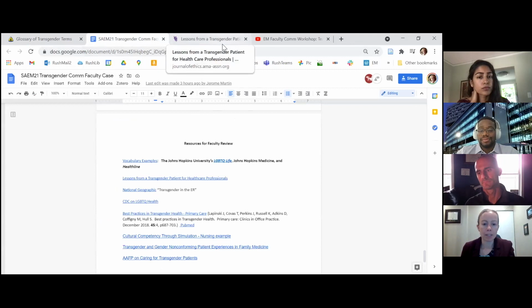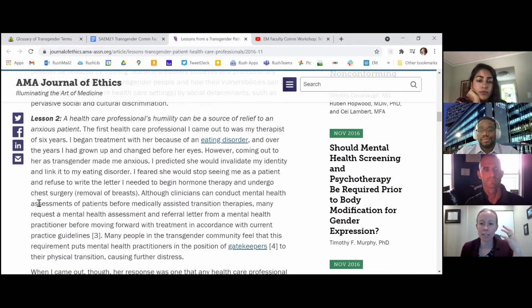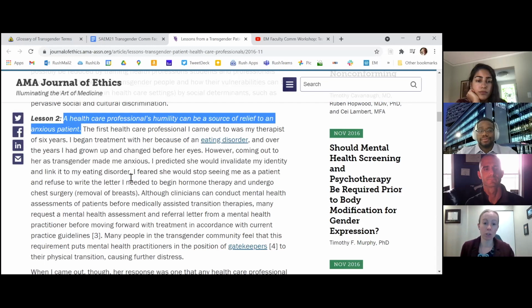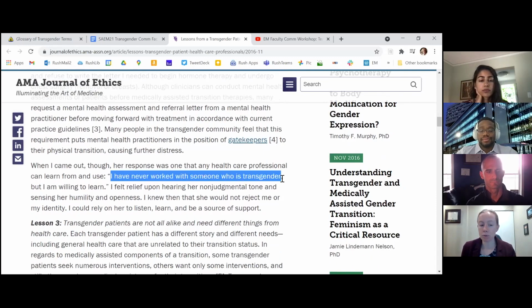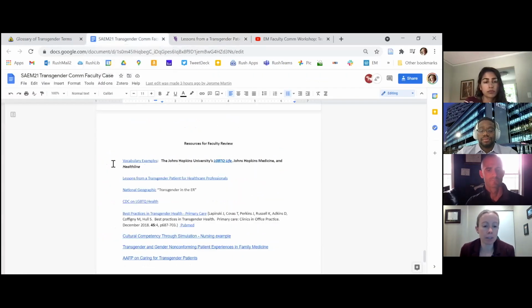Specifically, this lessons from a transgender patient for healthcare professionals was really a nice way to think about the way transgender experience is in the medical world. For example, lesson 2, humility can be a source of relief to an anxious patient. Basically saying, I've never worked with someone who's transgender, but I'm willing to learn, at least allows that opportunity for both people in the conversation to be open. So these things are potentially worth a read in proximity to considering portraying this patient.